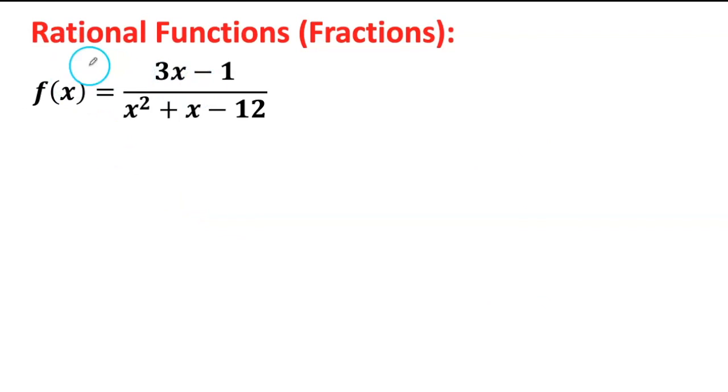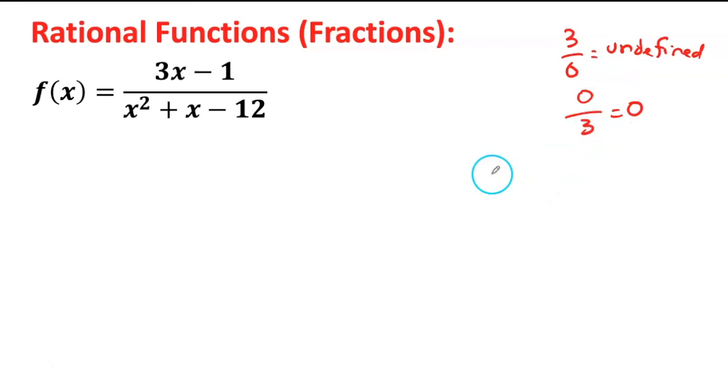One of the restrictions is when I have a rational function. If I have a rational function, that means I have a fraction. Now, can I have a 0 in my denominator? 3 divided by 0, undefined. Every time I have a 0 in my denominator, my answer will be undefined. If my 0 is on the top, then my answer is 0. So there's no problem with this.